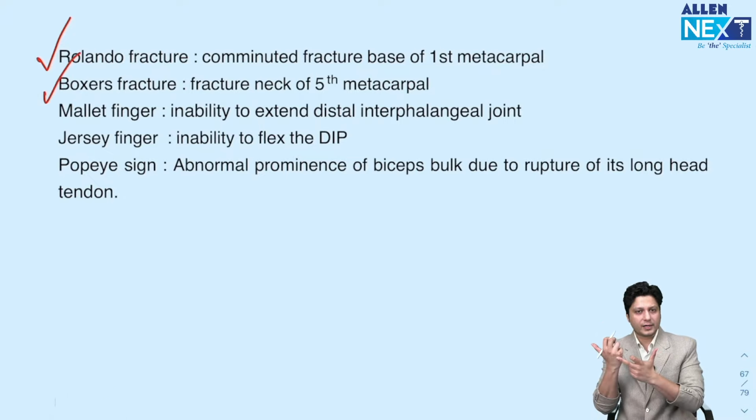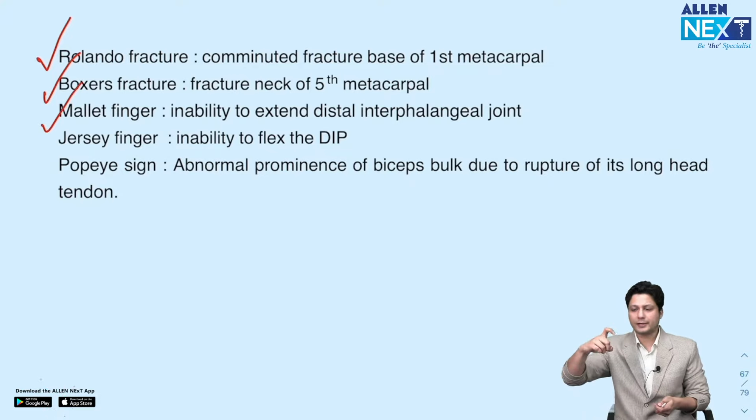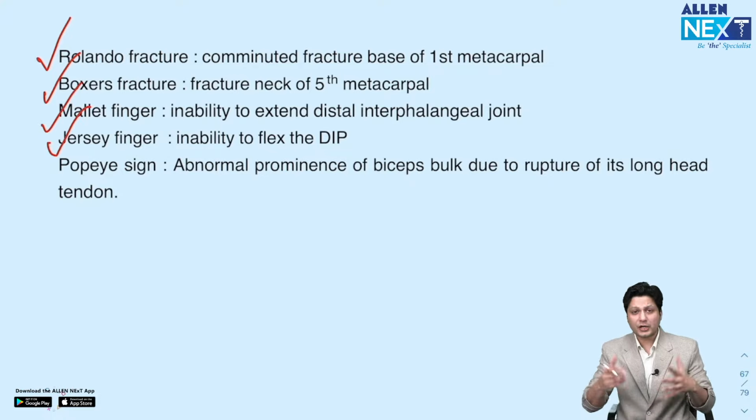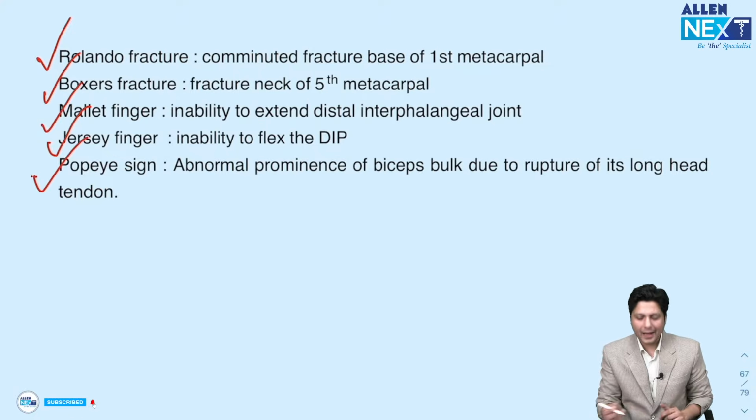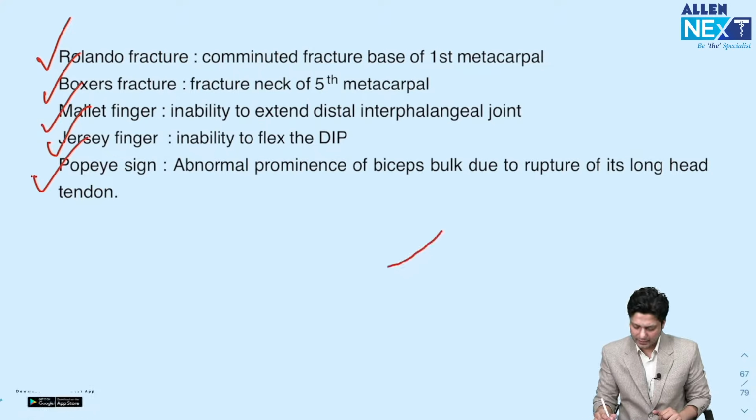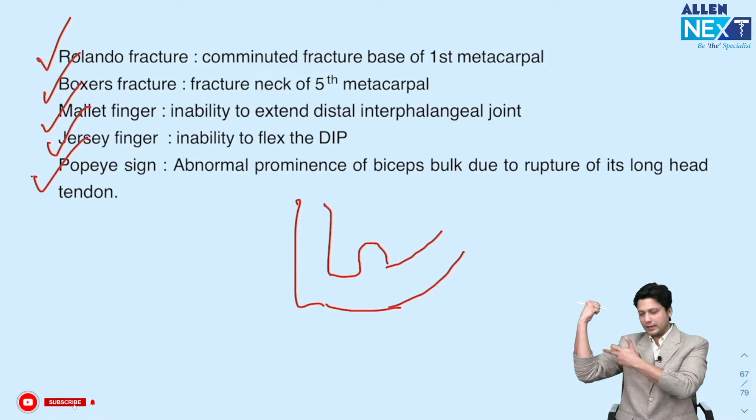Then boxer's fracture, fracture of the neck of the fifth metacarpal. Mallet finger, inability to extend the distal interphalangeal joint. Jersey finger, inability to flex the distal interphalangeal joint. All right. Popeye sign, you all know that if this is the biceps of the patient, then there will be an abnormal prominence of this biceps on flexion of the elbow.